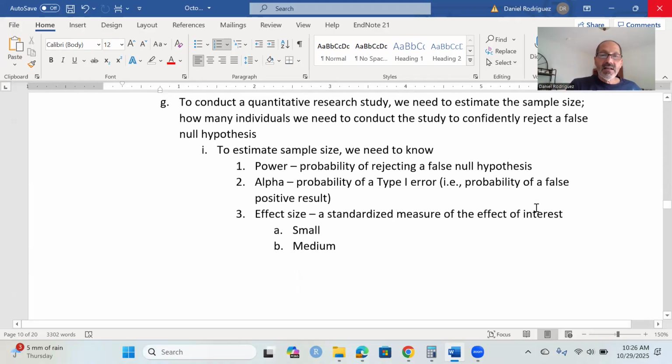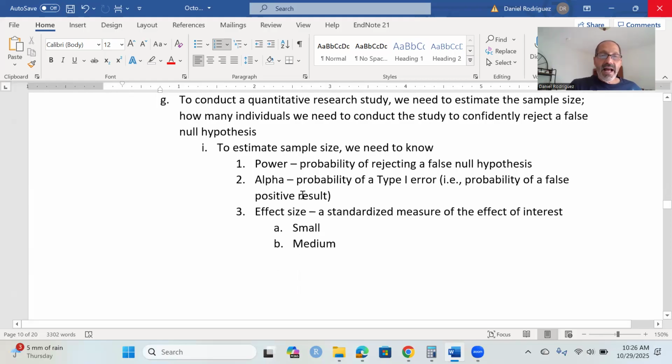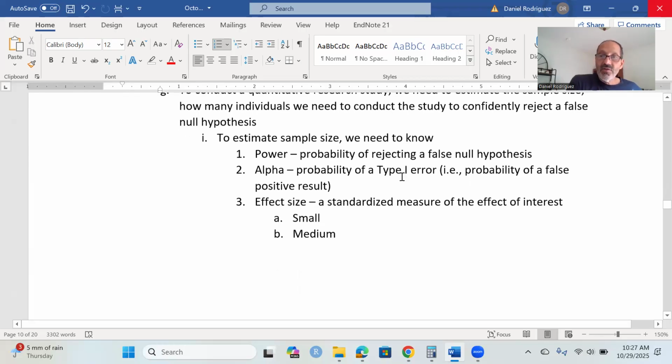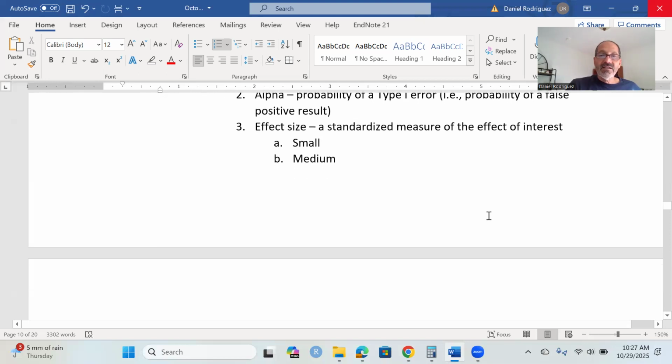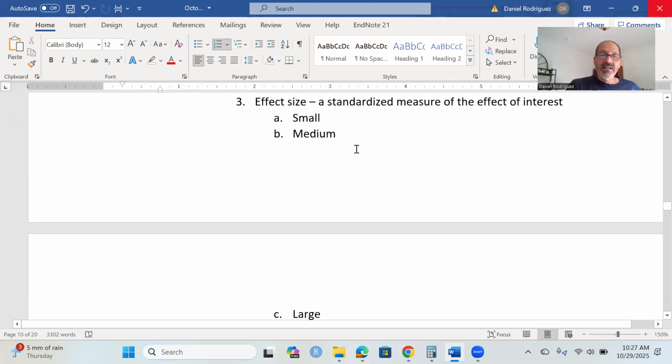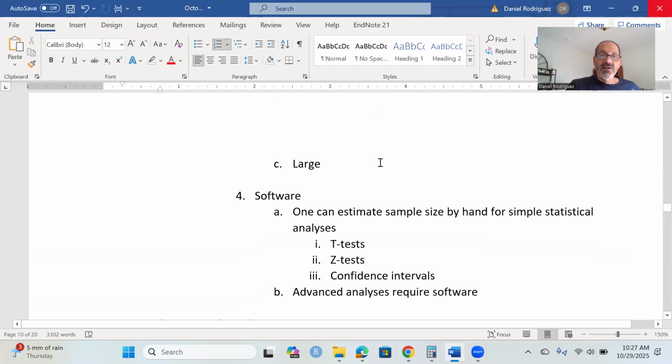To estimate sample size, we need power, alpha, and effect size. Power is the probability of rejecting a false null hypothesis. I'm assuming you know what a null hypothesis is, but I'll go over it in a second. Alpha is the probability of a type 1 error, the probability of a false positive result. Effect size is a standardized measure of the effect of interest. We can break that down into small, medium, and large.